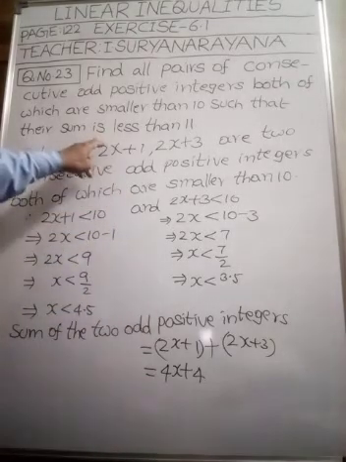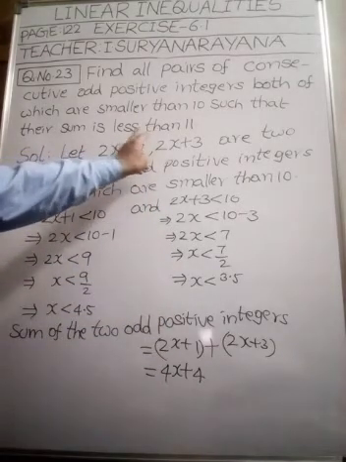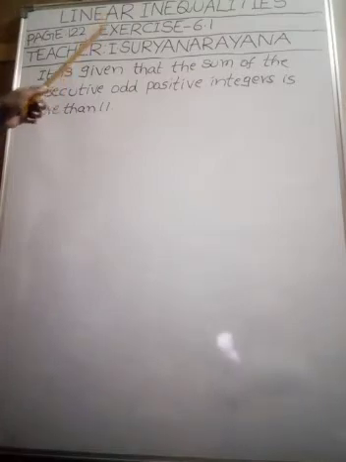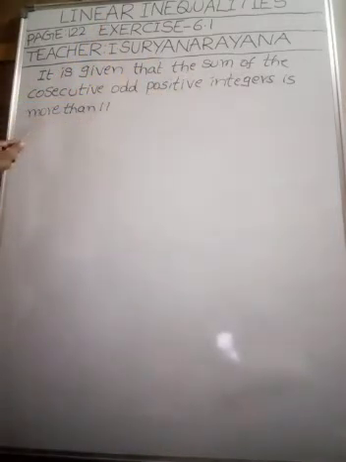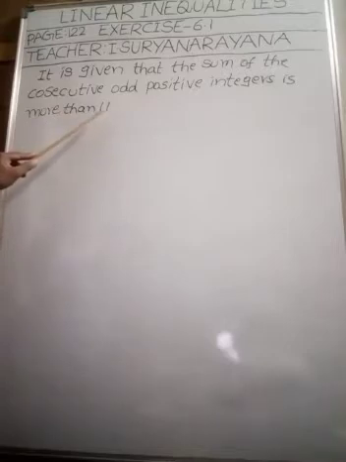Then what is the condition that the sum of the two odd positive integers is less than 11? Okay, my children? Understood? We write an inequality now. Right. Now, what is the given condition here? It is given that the sum of the consecutive odd positive integers is more than 11. Okay, my children? So let us write an inequality. What is the sum of the two consecutive integers? 4x plus 4. We got here 4x plus 4.